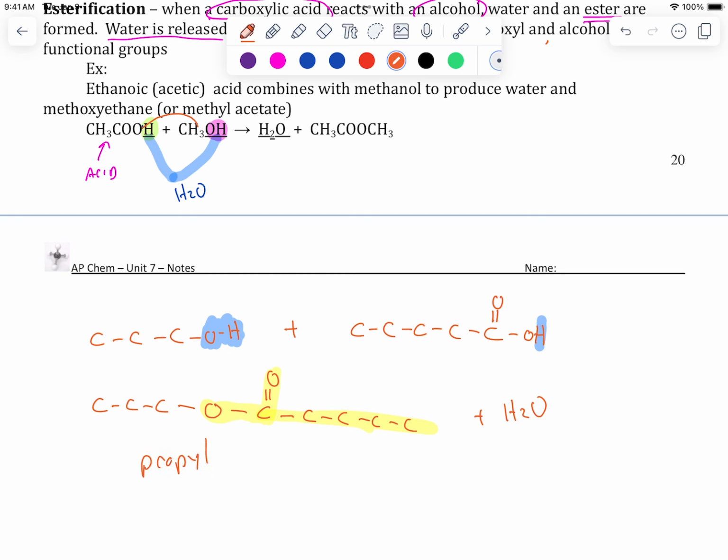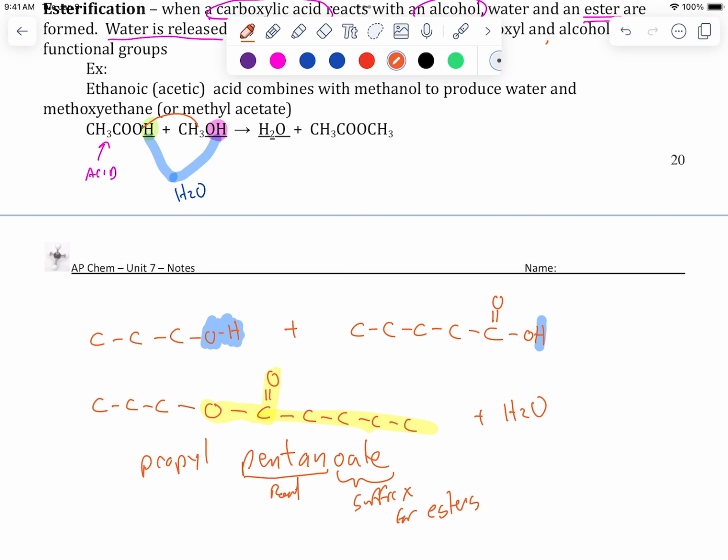And now the second part, the part from the acid, the root is 5. So this is pent. Esters end as pentanoate. Right, so this was the root, and this is the suffix. Propyl pentanoate. We get that? Okay.